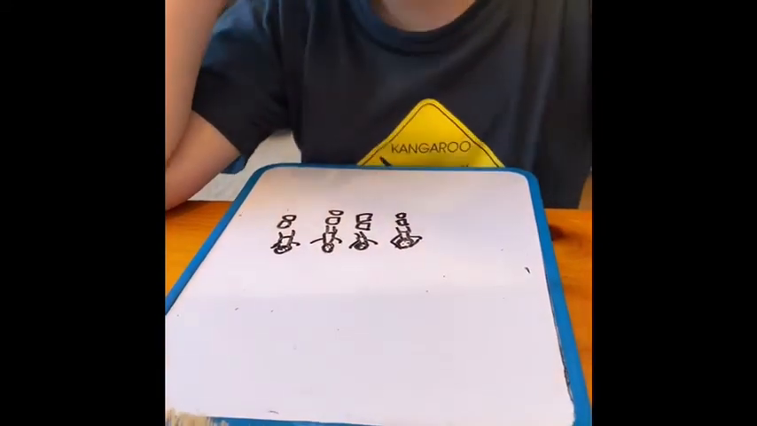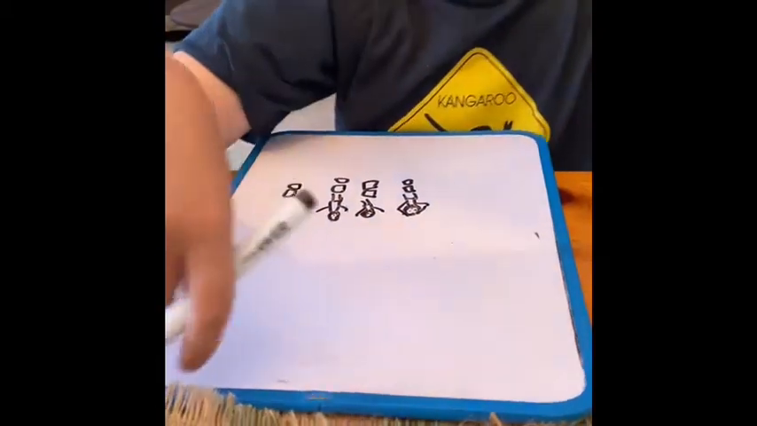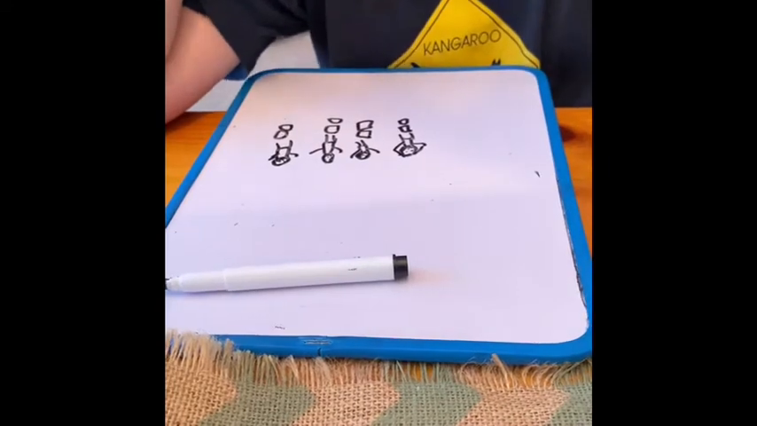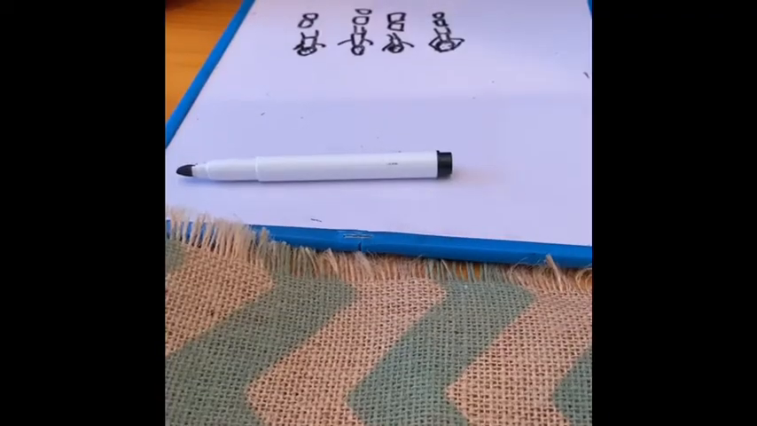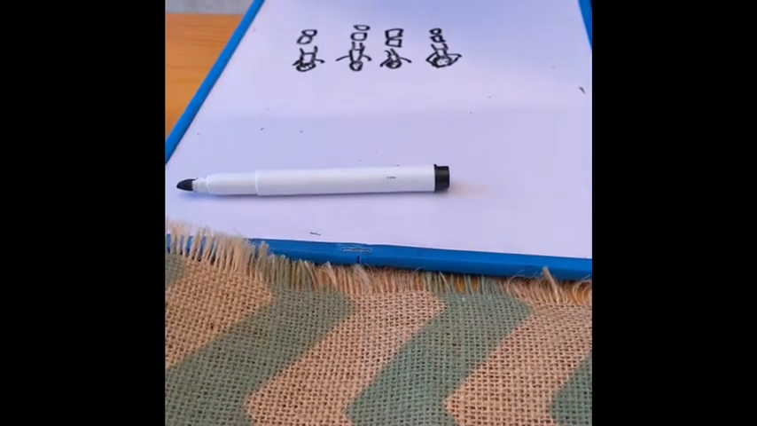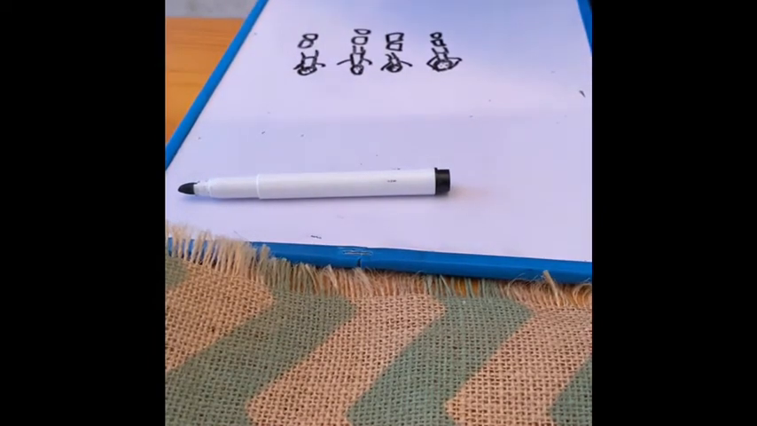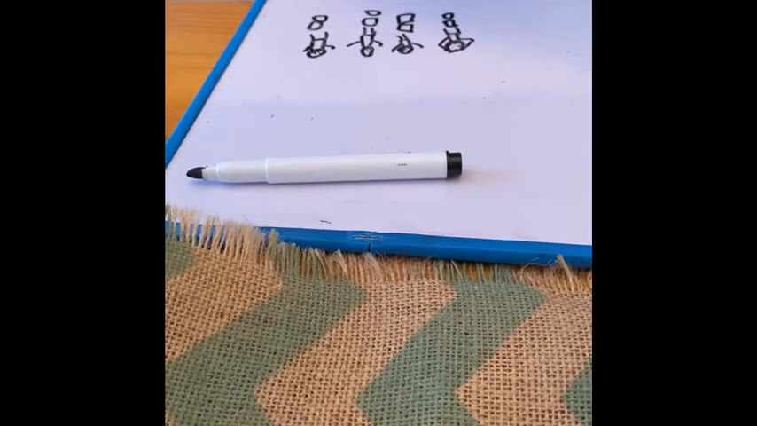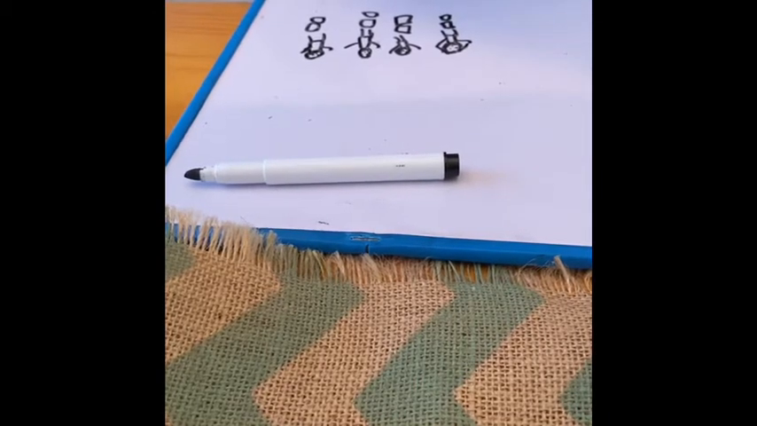I don't know. This one's hard. Mom, this one's hard. I don't know, like 10 brownies and 4 kids. This one's really hard. I have no idea.